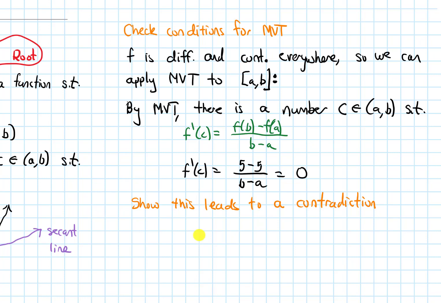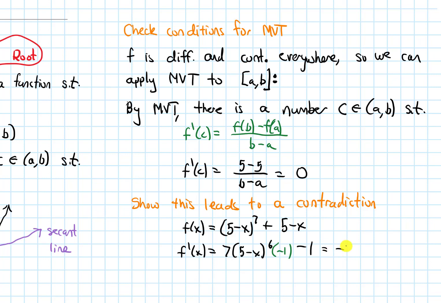All right, so let's remind ourselves what our function was. f of x was 5 minus x to the 7th power plus 5 minus x. Now let's take the derivative. I'll need the chain rule for this first term. 7 is going to come down, and I'll get 7 times 5 minus x to the 6th. Then I multiply by the derivative of the inside, which is negative 1. And then the derivative of this 5 is 0, and the derivative of the minus x is minus 1. So that's my derivative, and I could just simplify. This is negative 7 times 5 minus x to the 6th power, and then minus 1.